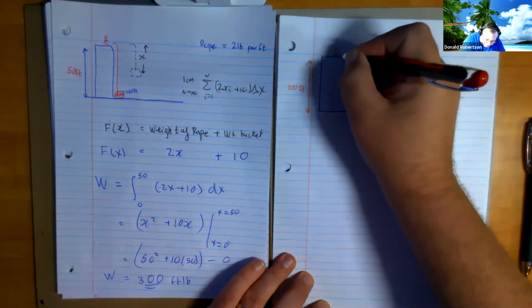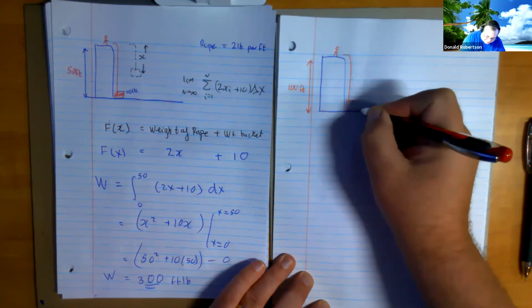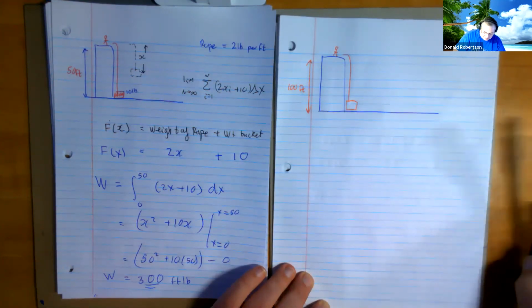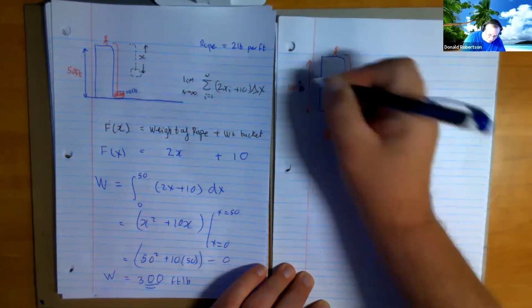Poor little guy at the top. Here's his rope. And here's a bucket. Everything's kind of looking the same. Oh, I changed my mind, sorry. I meant to do this. We'll make it 100 meters.